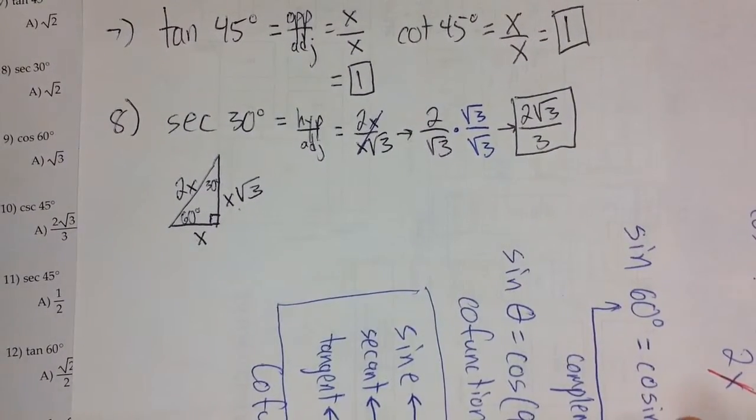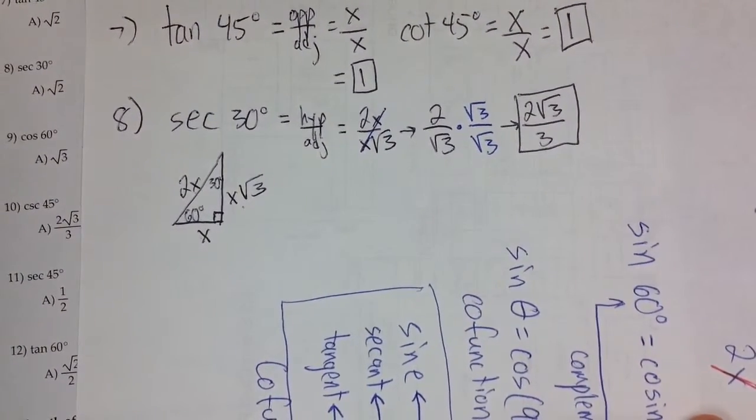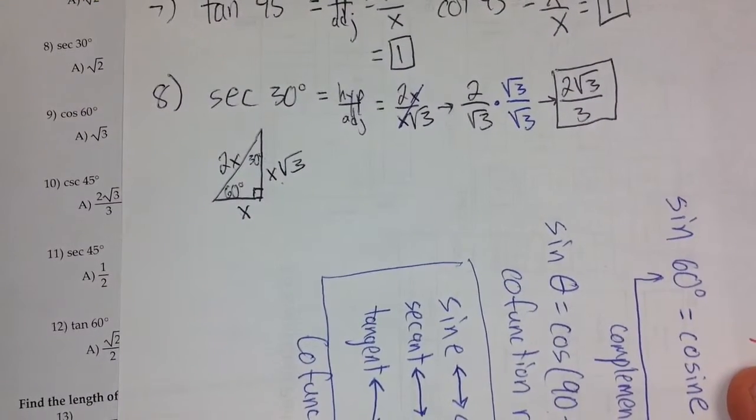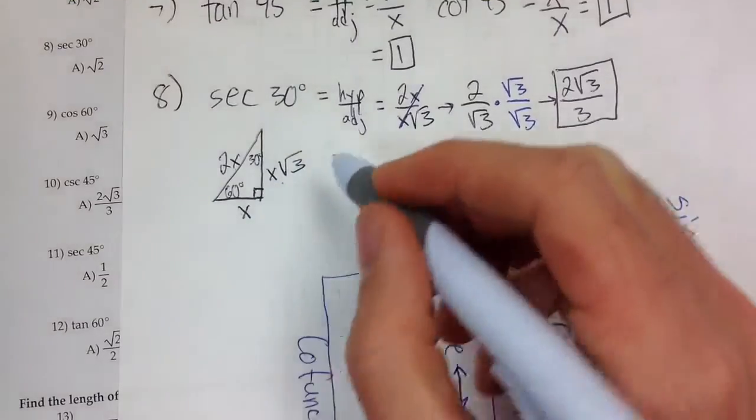Yes, sir? What's cosecant? Cosecant of 30 degrees? Well, cosecant is hypotenuse over opposite.